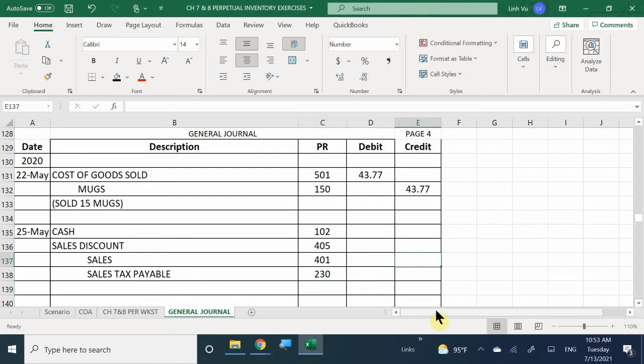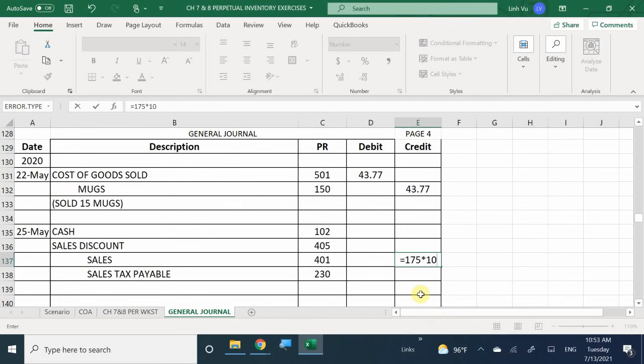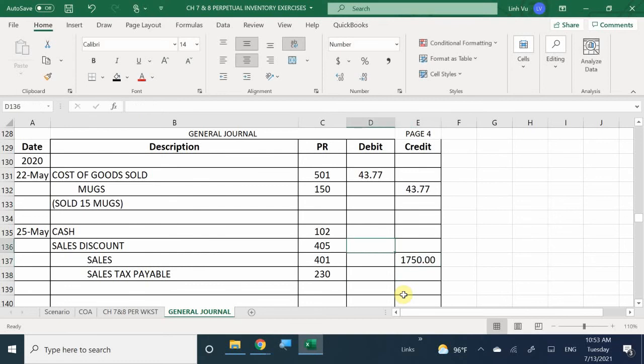So let's break it down one at a time. I sold 175 mugs at $10 each. So what's my total sales? 1750, right? And then Erica, you said the discount was what? 700. Okay. Times what was the discount? 40%? So 700. Okay. So then how much tax am I actually calculating here?